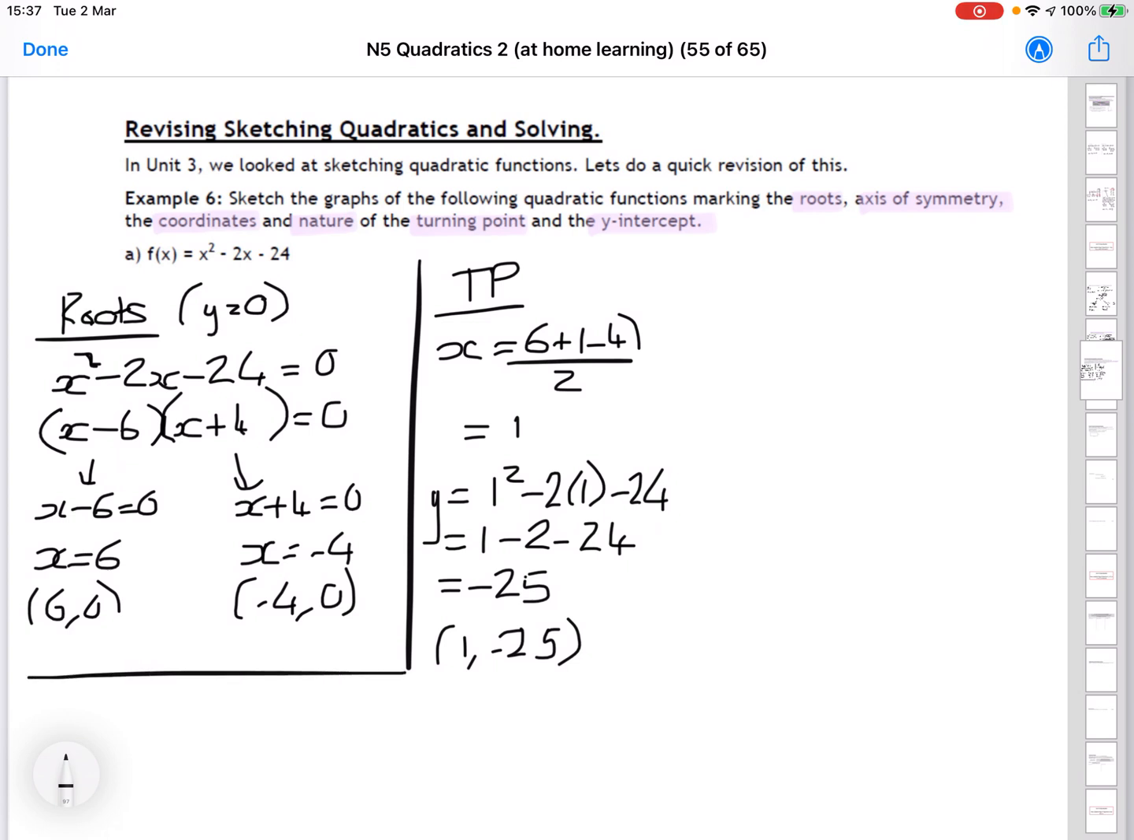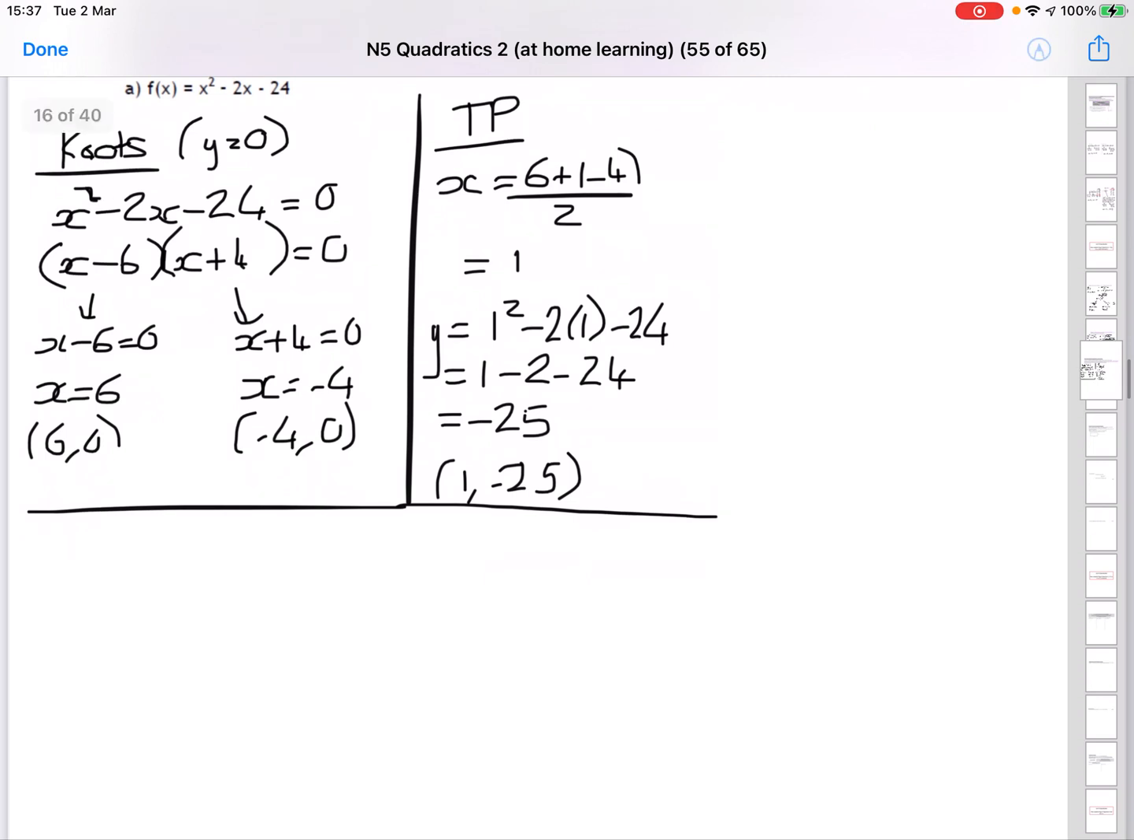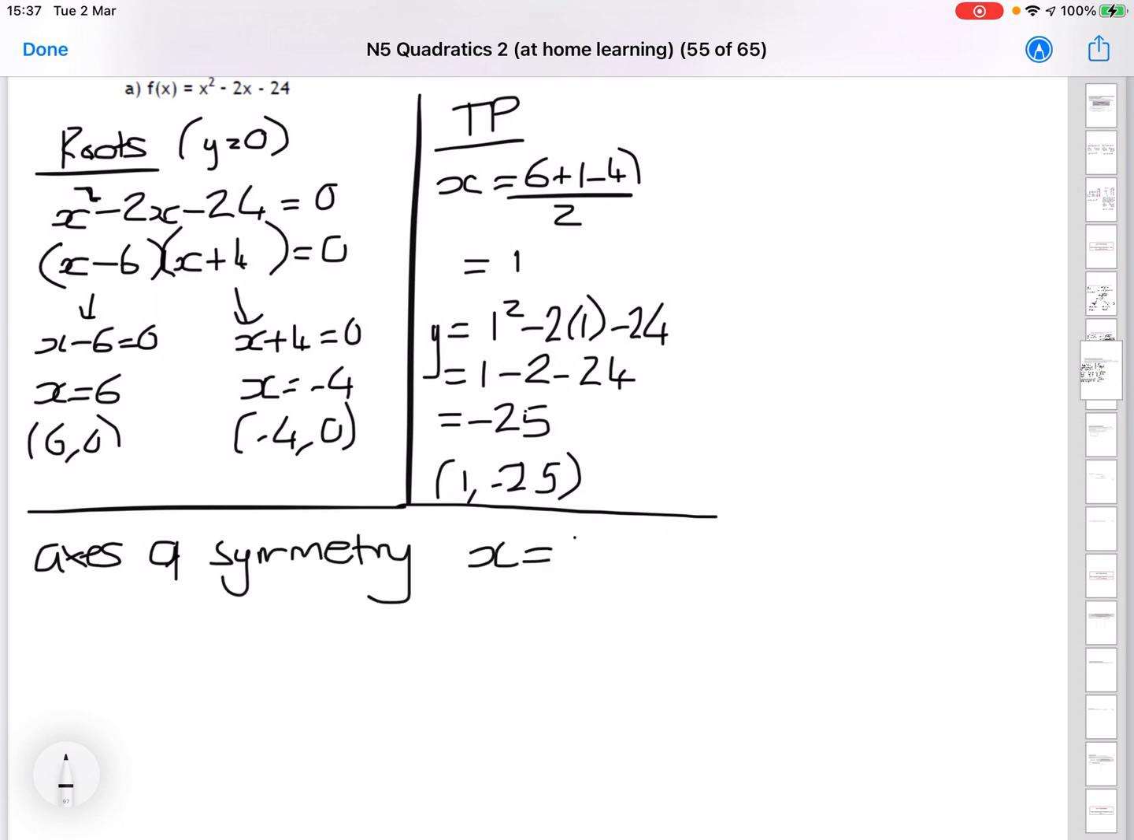Now, from there, we can now write down our line of symmetry. We've done the roots, we've done the turning point. We can do your line of symmetry. So because we know that the x-coordinate of your turning point is 1, that is also the equation of your line of symmetry. So your axis of symmetry is x equals 1.